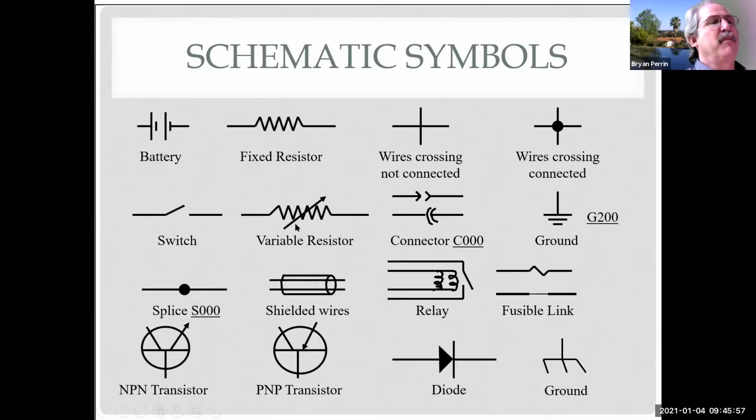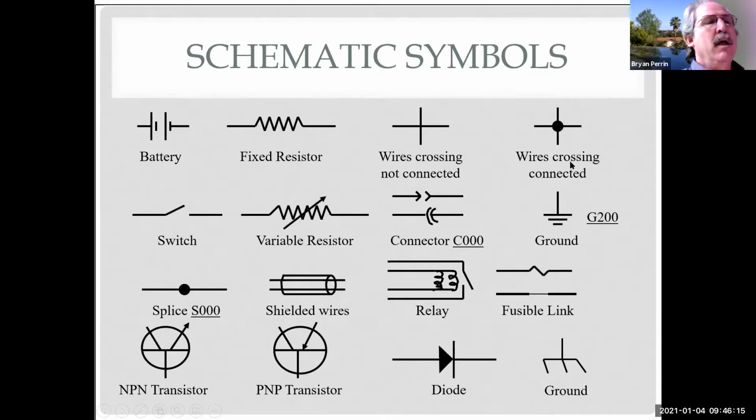So this is a variable resistor. You can see it's very similar to our fixed resistor. This has a line going through it. These are connectors, and they can be drawn either way. And these are drawn as a male and female connector. So when I go to the car and unplug it, I can tell which side of the connector goes which direction.